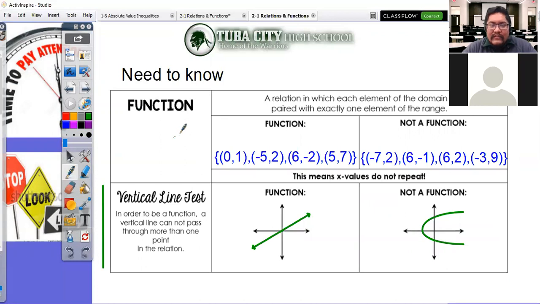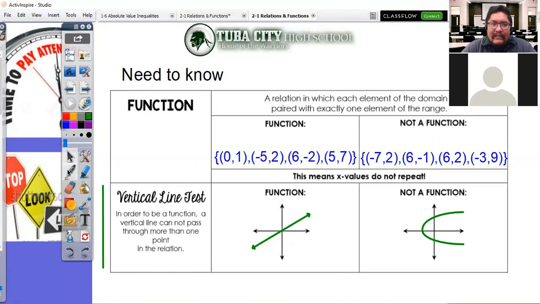So more stuff that you need to know. A function. Now, a function is a little bit different than a relation, because to be a function, it's a little bit more strict. A few more things have to happen in order for it to be a function. Just because something is not a function does not mean it's not a relation. So keep that in mind. Again, the rules for being a function: a relation is a function if each element of the domain is paired with exactly one element of the range.